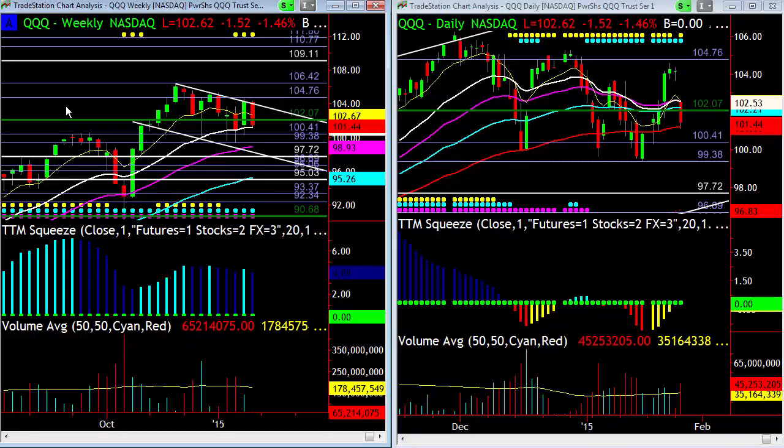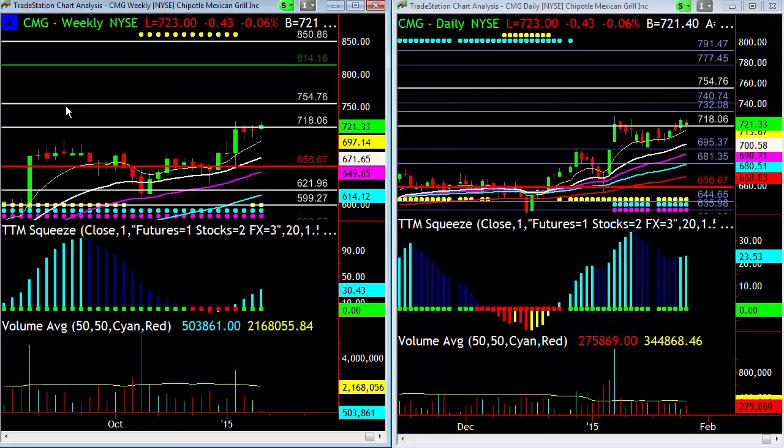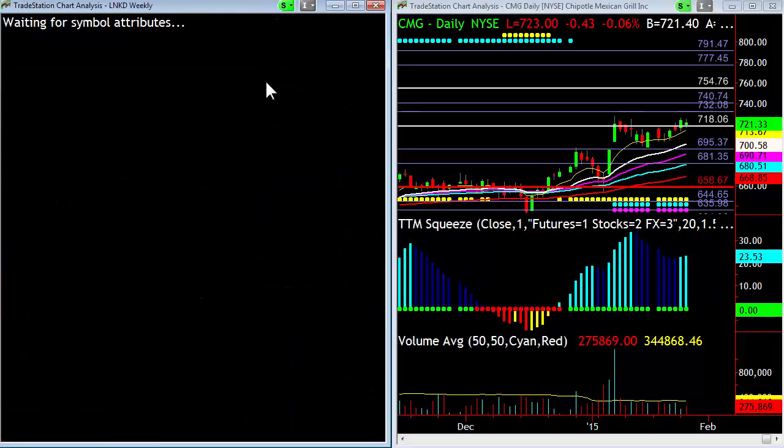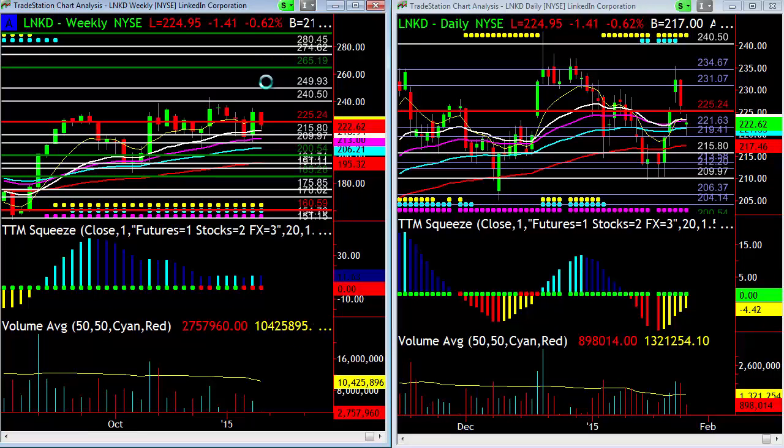Okay, so how do we combat stuff like this? Well, if you're going to focus on the long side of stocks, focus on the strong stocks. Okay, CMG, it's got a weekly squeeze that's triggered long. Okay, on the daily, it's consolidating. That makes sense. If you're going to focus on weaker stocks, or if you're going to focus on the short side, focus on stocks that are having a tougher time.